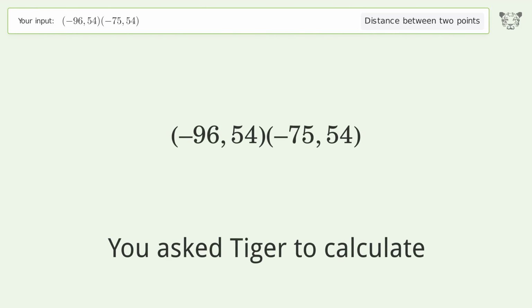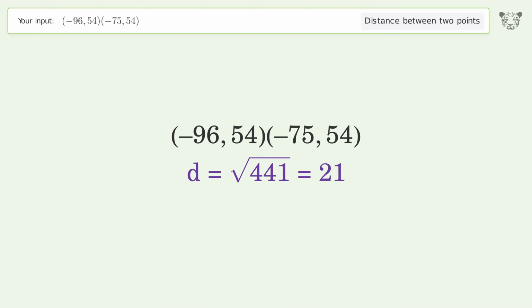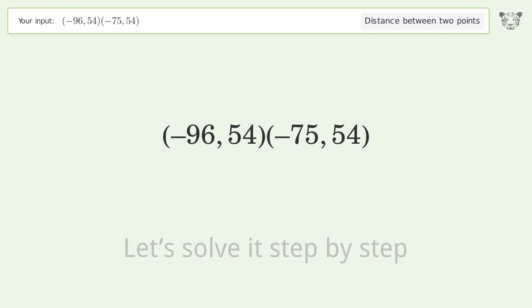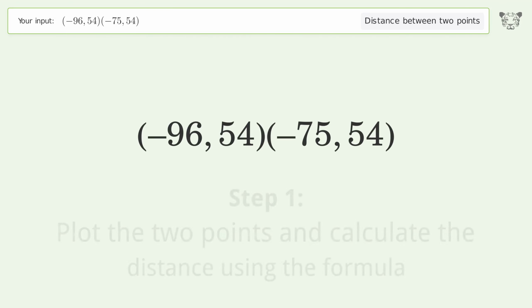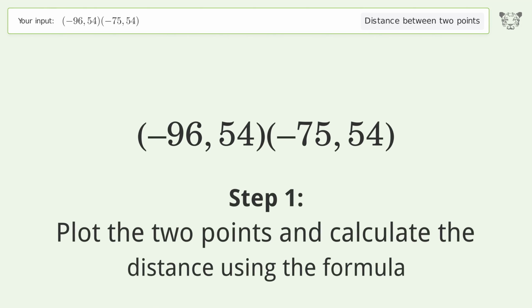You ask Tiger to calculate. This deals with the distance between 2 points. The distance between the 2 points is the square root of 441, or 21. Let's solve it step by step. Plot the 2 points and calculate the distance using the formula.